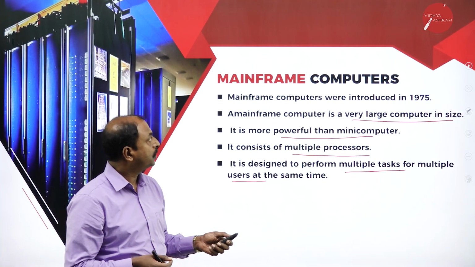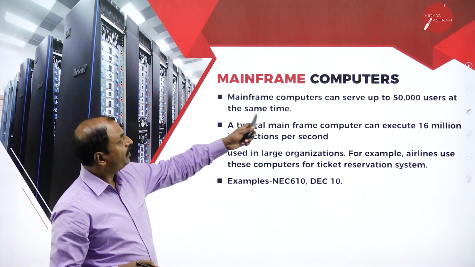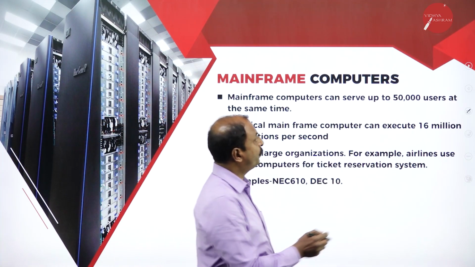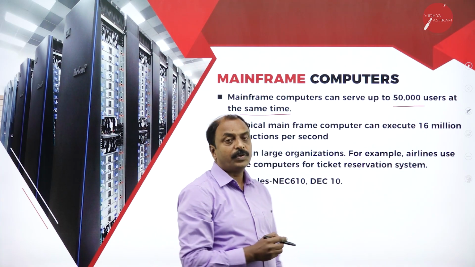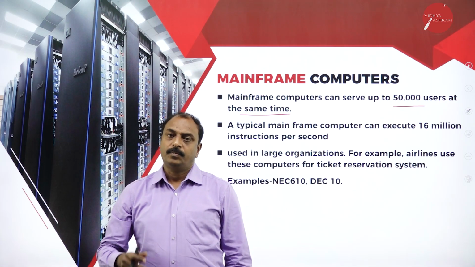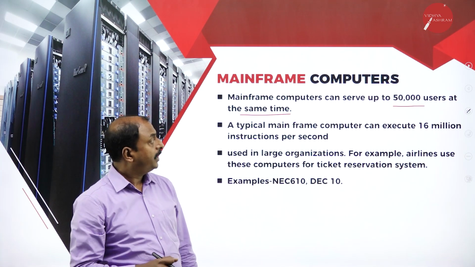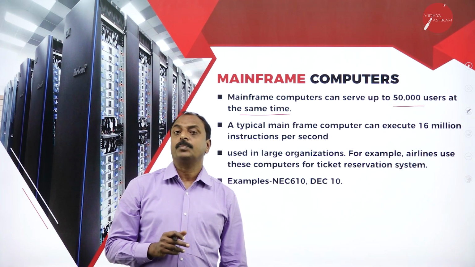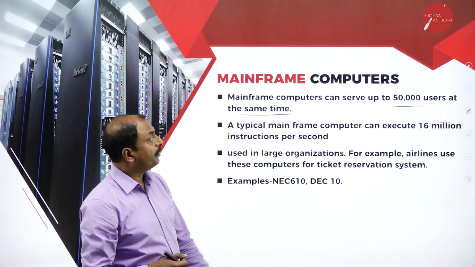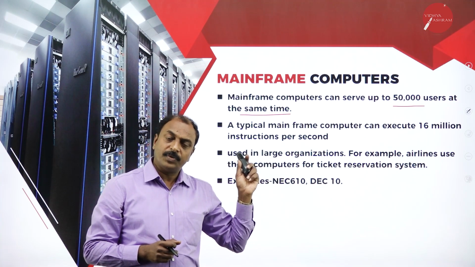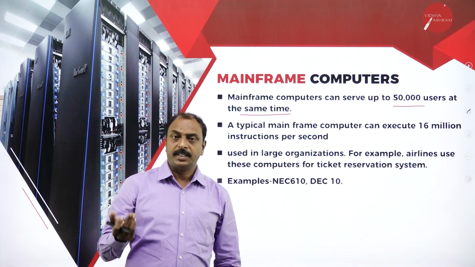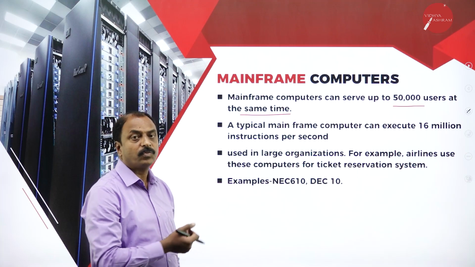Now let us move on to the next one. The mainframe computers can serve up to 50,000 users. If you compare this with the microcomputer, it is a single user, and a mini computer used to support around 4,000 users. Now it is 50,000 users. By looking at this configuration, we can imagine how powerful the system was.